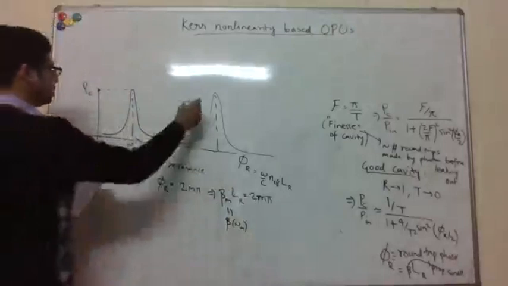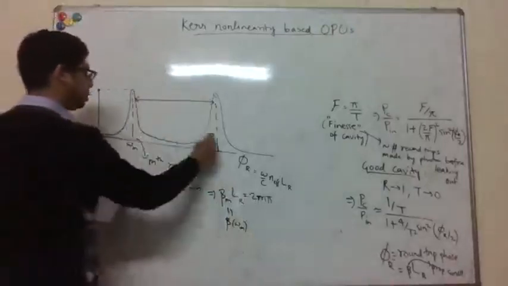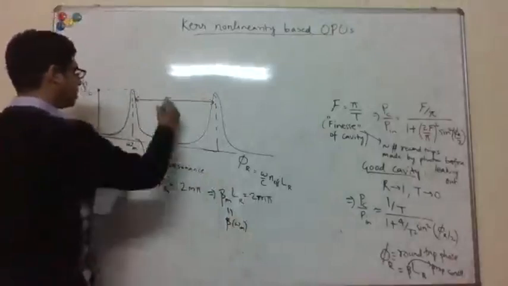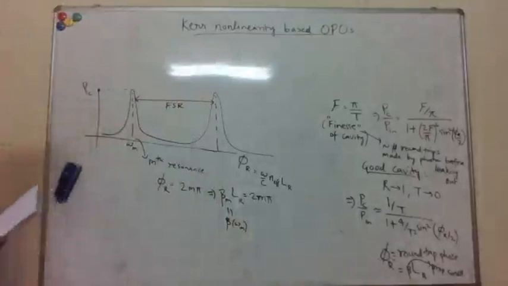Okay, and then some terminology here which you also might be familiar with. The spacing between two consecutive resonances is called the free spectral range, or FSR.